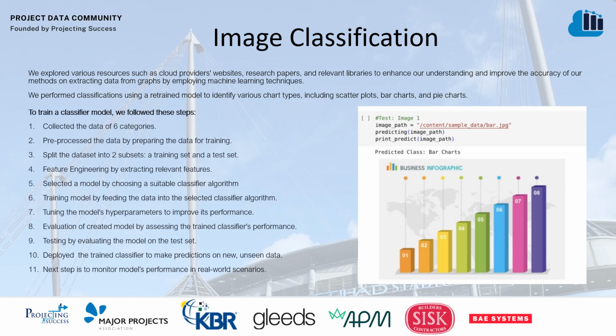We performed classifications using a pre-trained model, which was AlexNet in this case, to identify various chart types including scatter plots, bar plots, and pie charts. We have also managed to achieve an accuracy of 93.85% on our model, and we have shown our results using 3 test cases, which are available on the PPT and on our IPython notebook. The model is scalable, which means that it can also be used for more than 6 categories of graphs, and it is ready for new data.